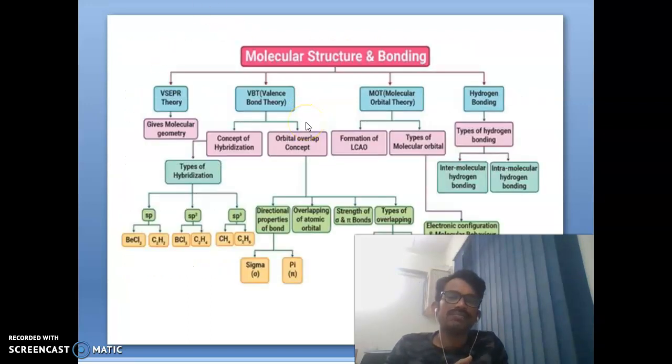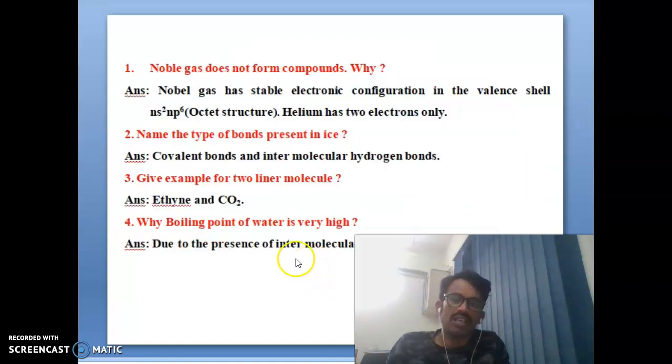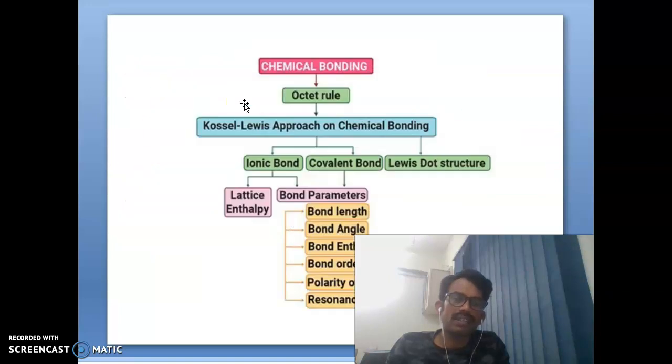Then you can see the molecular structure and bonding: VSEPR theory, VBT valence bond theory, molecular orbital theory, hydrogen bonding. You can see the various linear combination of atomic orbitals. You can see the mind mapping of this structure, and you will understand what a noble gas is. This chemical bond, the octet rule and the Kossel-Lewis approach of the chemical bond, ionic bond, covalent bond, Lewis dot structure.